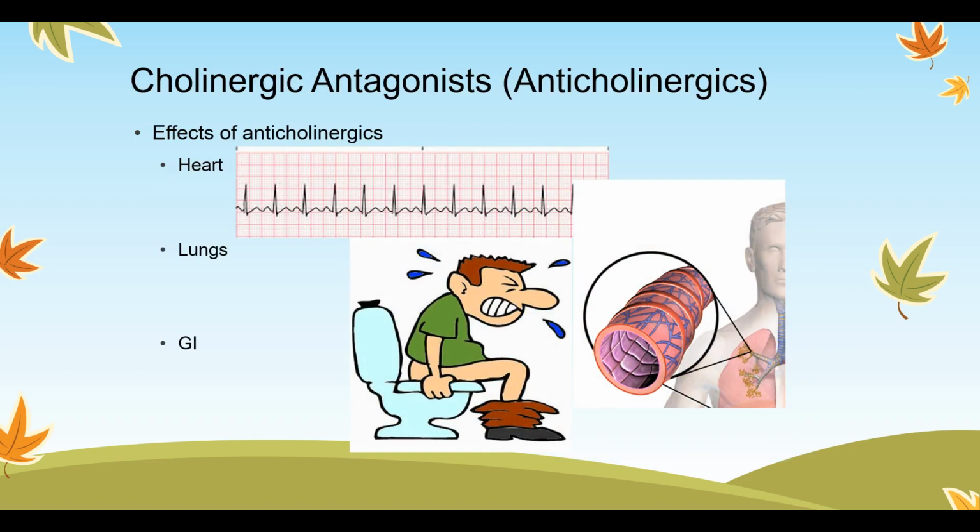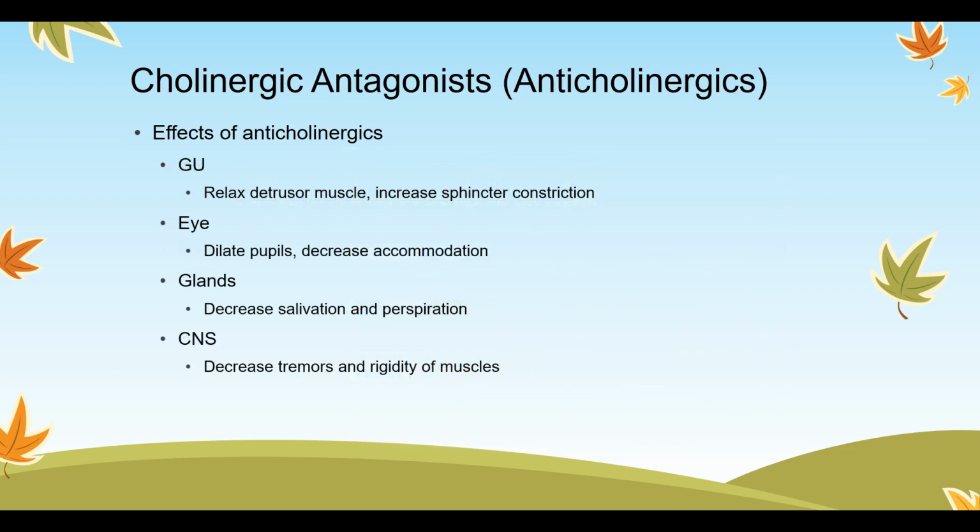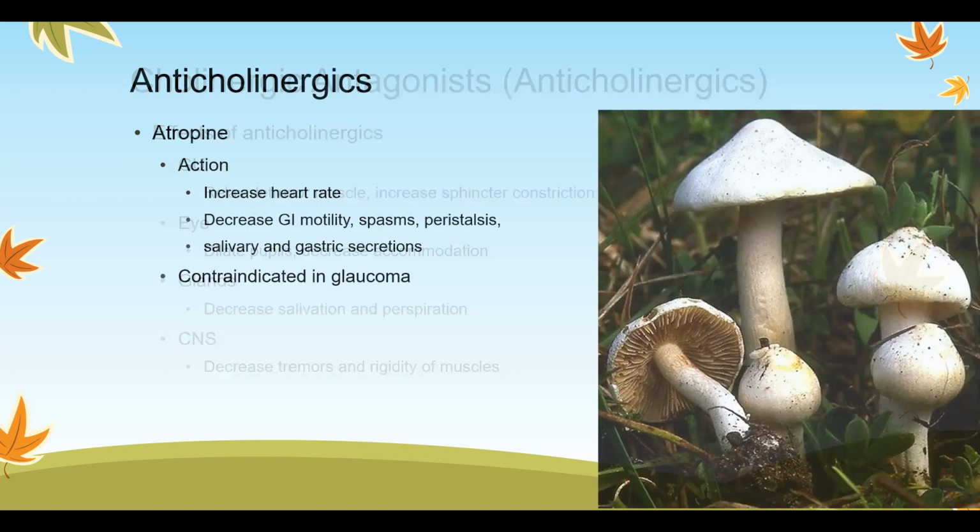So anticholinergics, remember, it's dry. Instead of slowing your heart rate, it can increase your heart rate. It dilates your bronchioles. And now you have trouble peeing because everything's so dry. It relaxes your bladder muscle, increases sphincter constriction, so it's really hard to get urine out sometimes. Your pupils dilate, decrease your accommodation, so you may have some issues with blurred vision also. Decreases your salivation and perspiration, and decreases your tremors and rigidity of muscles. So that's why it's used for Parkinson's, because with Parkinson's you have a lot of tremors.